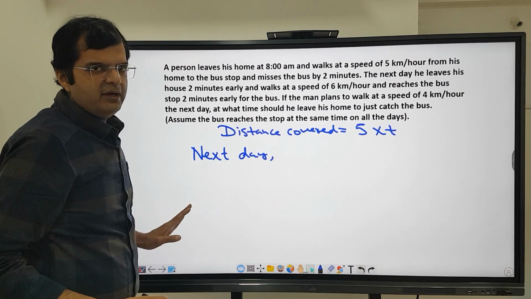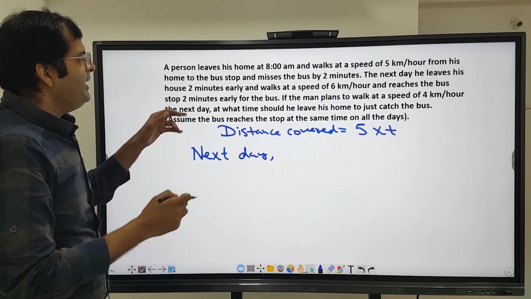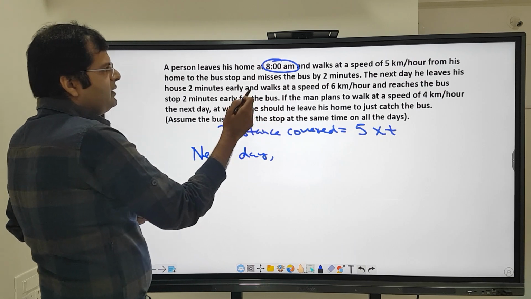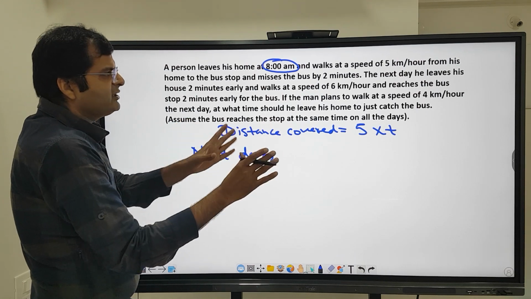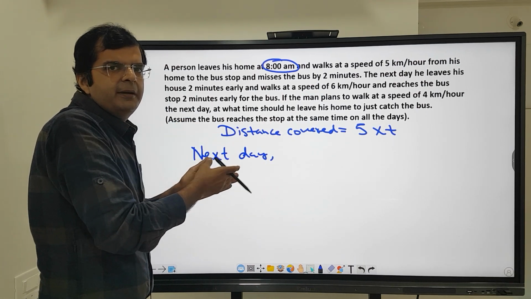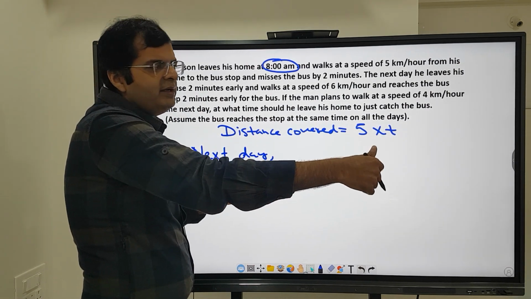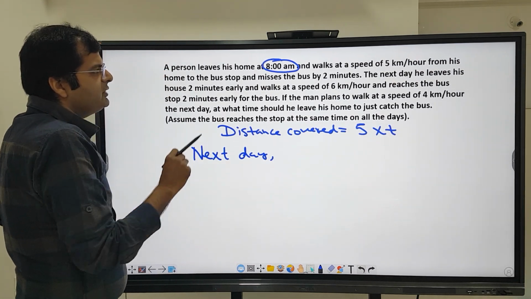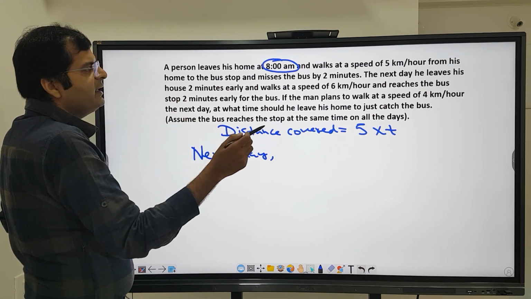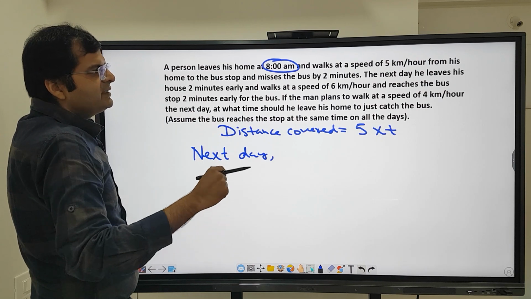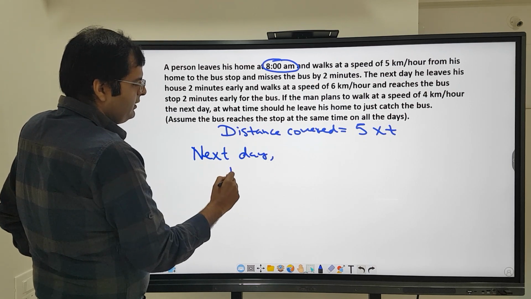man leaves the house 2 minutes early and reaches the stop 2 minutes early. So for example, had the man left at 8 am, the regular time, he would have still reached the stop at the time to catch the bus, because if you leave 2 minutes early and you reach 2 minutes early, that means if you would have left 2 minutes late, you would still have been able to catch the bus. So the man still leaves at 8 o'clock, we'll assume this, and reaches at such a time that the bus leaves directly.